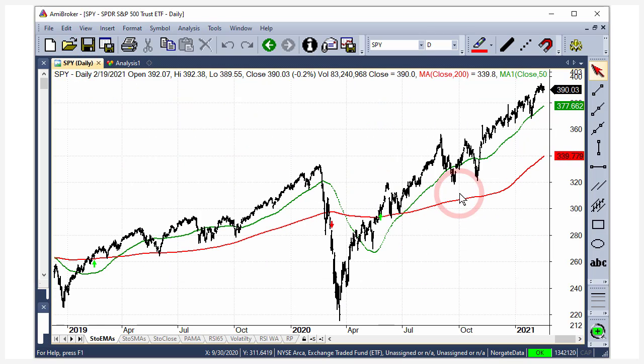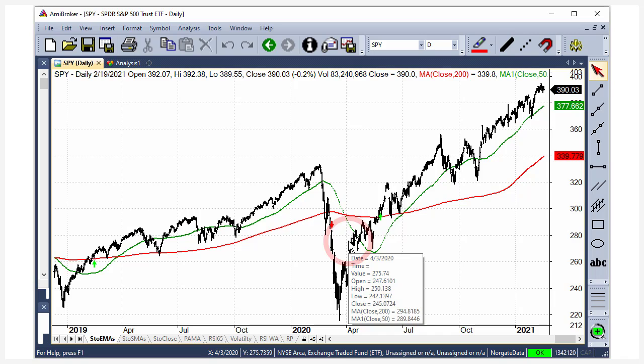And if we look at the signals here, we can see we didn't get the whipsaws there in early 2019. We didn't get the whipsaw in May because the 5-day moving average smoothed that out. And we didn't get the whipsaws in February, March. So you're going to get a lot fewer whipsaws.